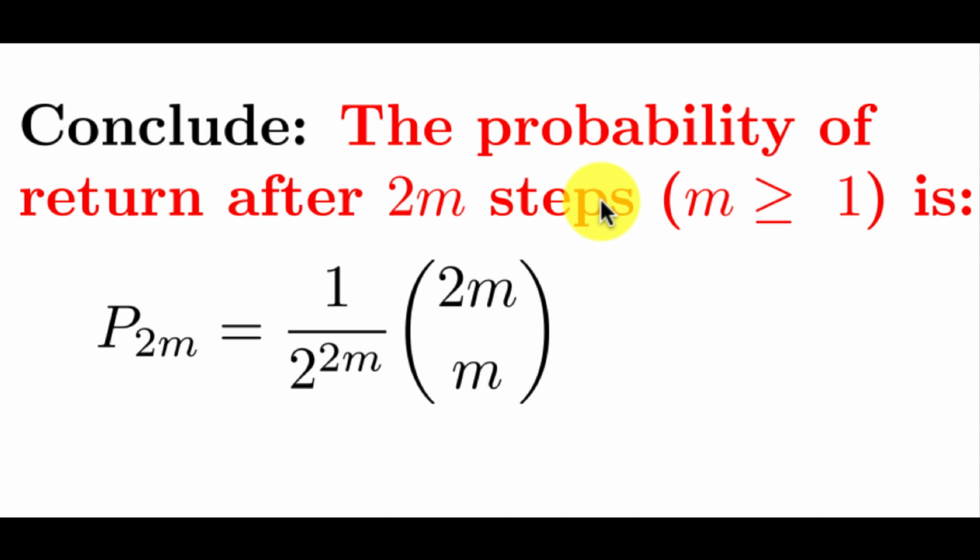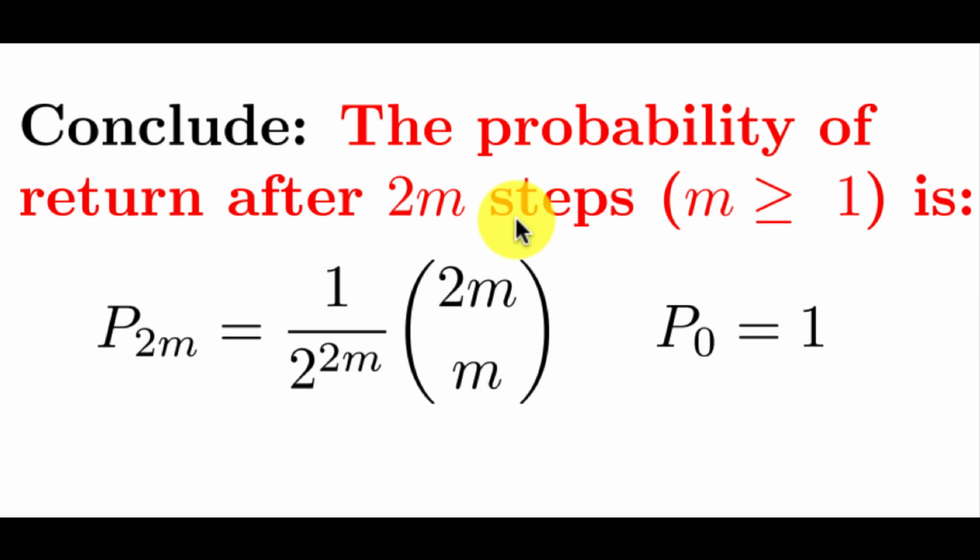Now, remember that m in this case has to be greater than or equal to 1. If we take m equal to 0, that means if we have not stepped outside, then by definition we will say that p0 is equal to 1 itself. That actually is quite consistent with this formula, because 0 factorial over 0 factorial squared is 1 over 1, and then there's 1 over 2 to the power 0, which is also 1. And so this p0 equals 1 also makes sense from the point of view of this formula over here.